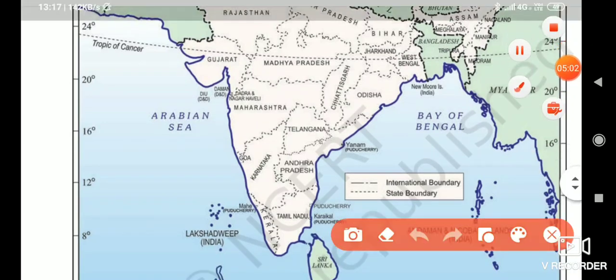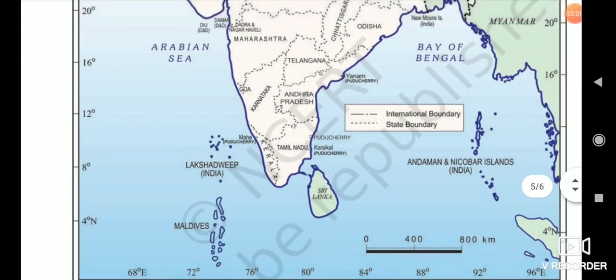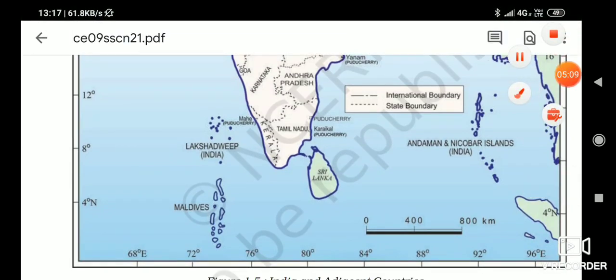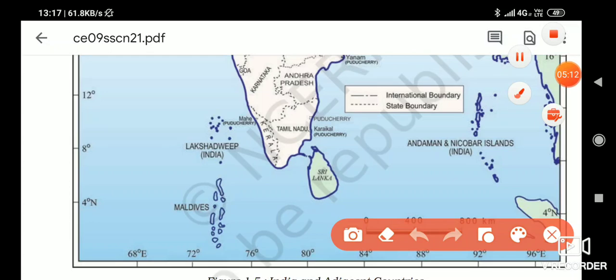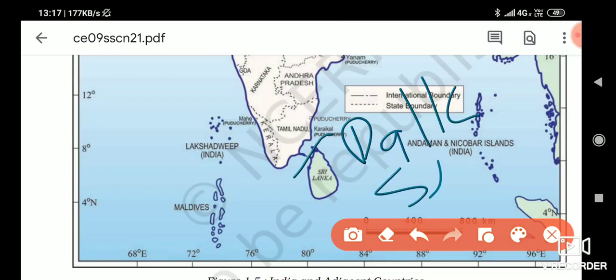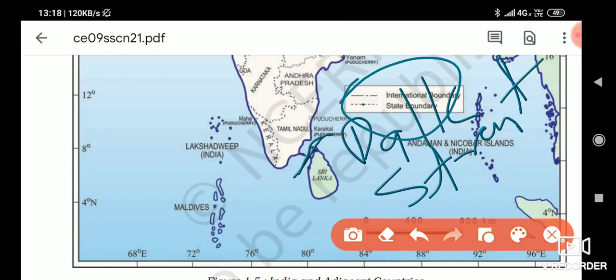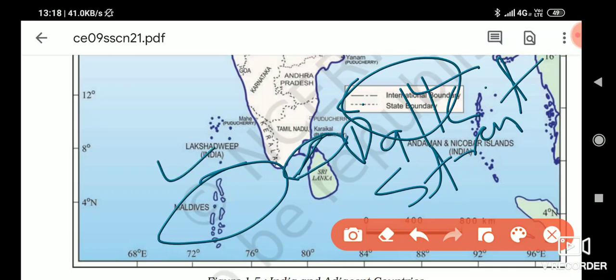There are some gulfs and straits that are also very important, so let's focus on them. Before understanding them, let's understand what straits and gulfs are. First of all, strait. As you can see here, it is the Palk Strait. A strait is where a narrow water body connects two huge oceanic water bodies. Here it connects the Bay of Bengal and the Arabian Sea. That is why it is a strait and it is named the Palk Strait.